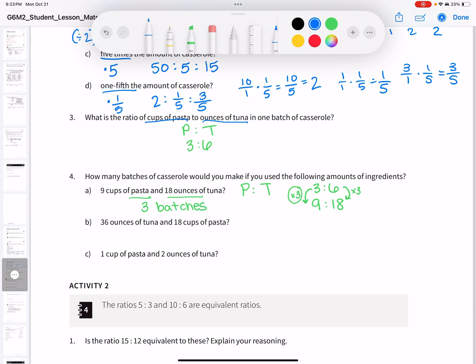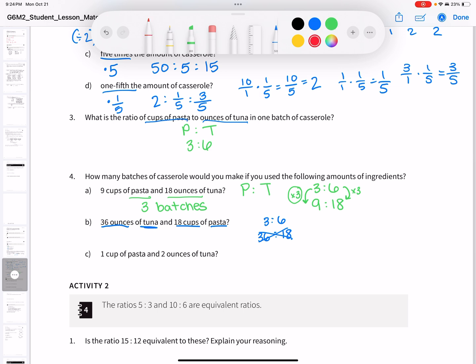All right, 36 ounces of tuna and 18 cups of pasta. So we have our original ratio of 3 to 6, and now we need to get up to 36 to 18, right? Ooh, we have to be careful though. It's 36 ounces of tuna and 18 cups of pasta. So they switch the numbers on us. So we can't do 36 and 18 because that's the wrong way.